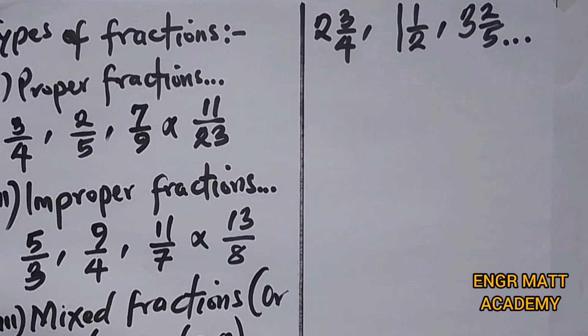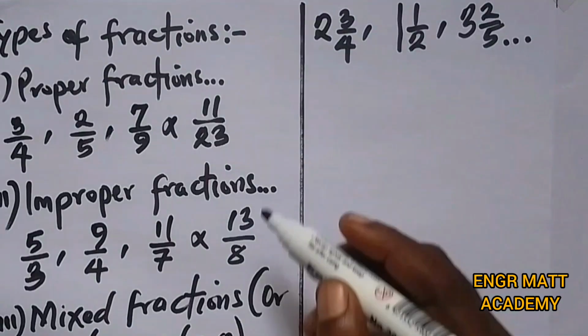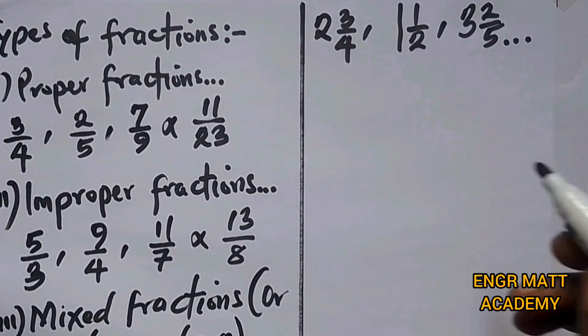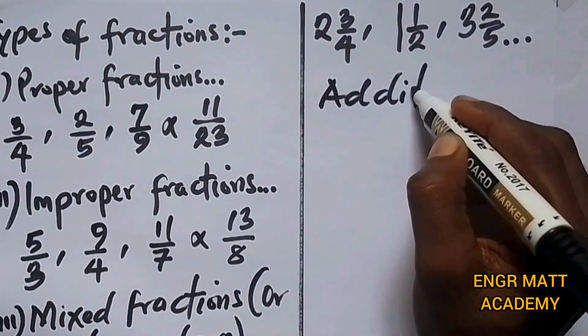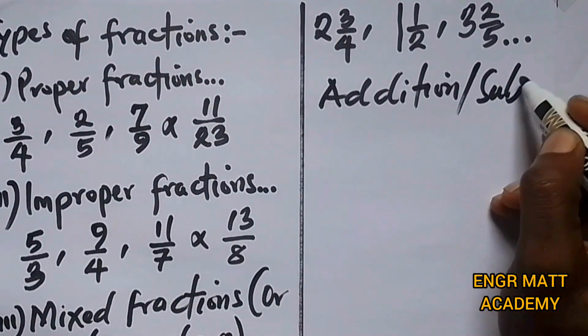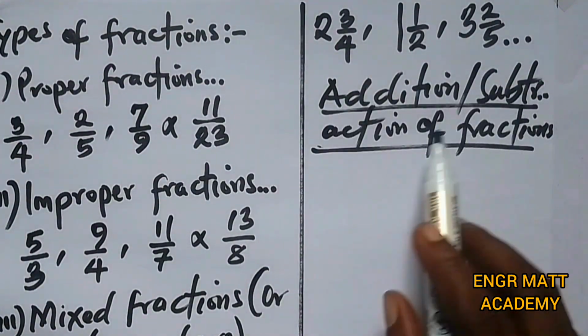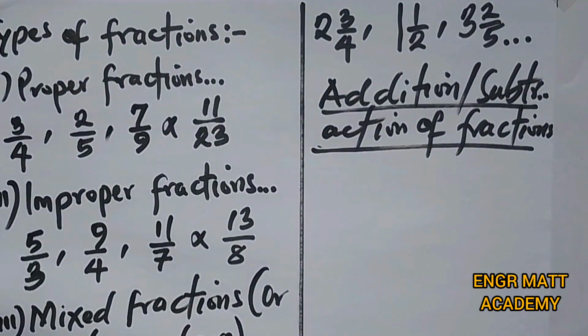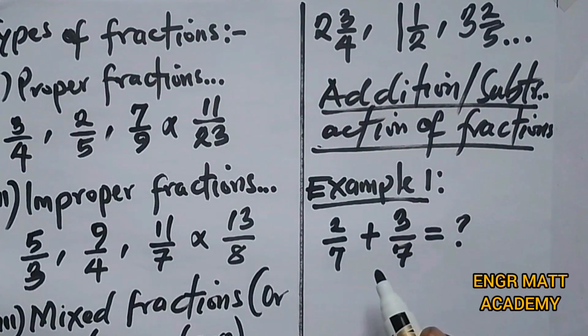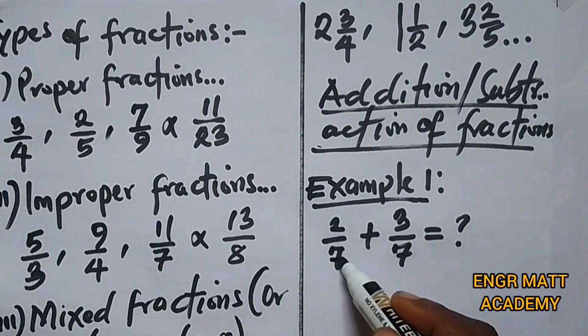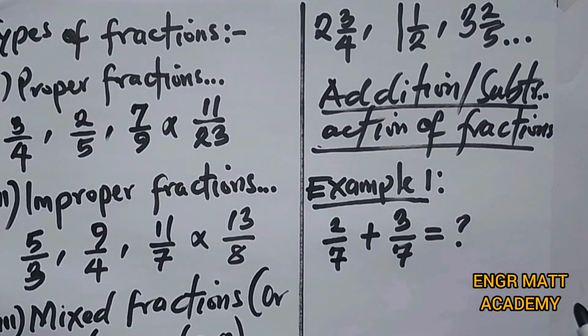So, having discussed the types of fractions and seen examples, now let's talk about addition and subtraction of fractions. When adding or subtracting fractions, the first thing you want to keep in mind is the denominators. You want to check if the denominators are the same or not. This is a typical case of addition of fractions. Remember, the first thing to put in mind is to check the denominators.